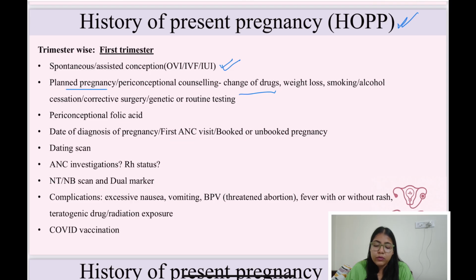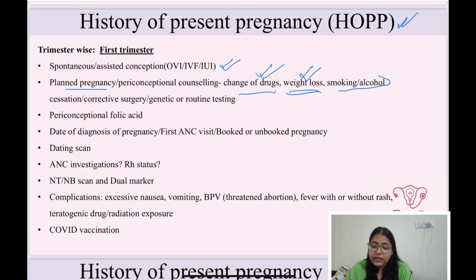So it is important to note if there was any change of drugs or if there was any weight loss. Suppose if the patient's BMI was high in the preconception period, then we always tell the patient to optimize her BMI before conception, so as to reduce her risk of GDM or hypertension.